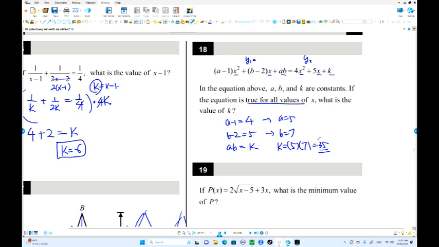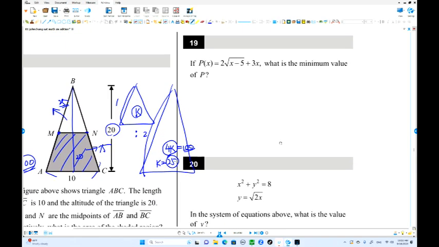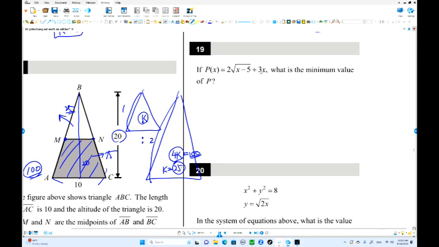That's the answer. Okay, number 19. P of x is square root of x minus 5 plus 3x. What is the minimum value of p there? Okay, this value of p. This is always positive, you know that. Because from here, we can see that x must be greater than or equal to 5, right? If x is less than 5, that is undefined, that is the imaginary number. This is positive for this value over here.